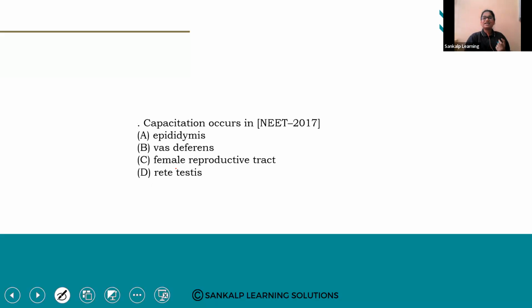Capacitation occurs in. Where does capacitation happen? Option A, epididymis. Option B, vas deferens. Option C, female reproductive tract. Option D, rete testis. Capacitation. Remember or recall the definition of capacitation. Anvita answered it. Very good. Komala answered it. Good going. Be fast. Be fast.